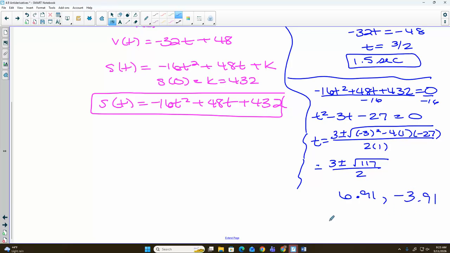So which one would it be? The positive. So it takes 6.91 seconds to hit the ground. I'm probably not going to give you one that asks all of that on your homework, but the antiderivative stuff is definitely fair game. Any questions for me?